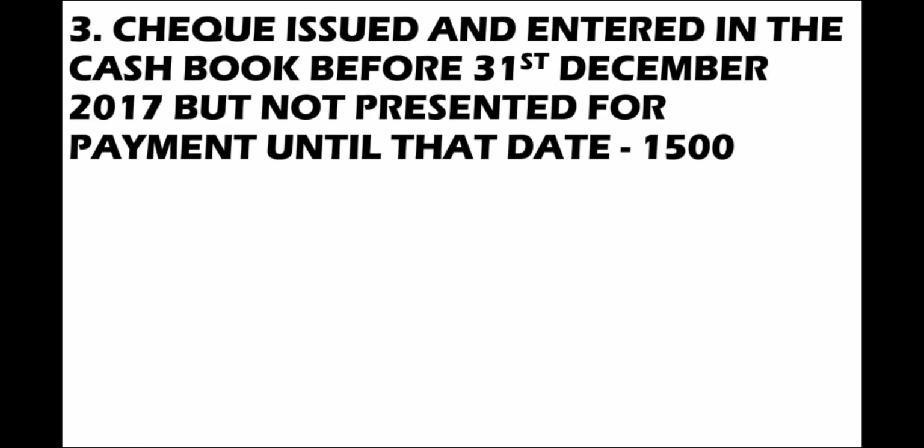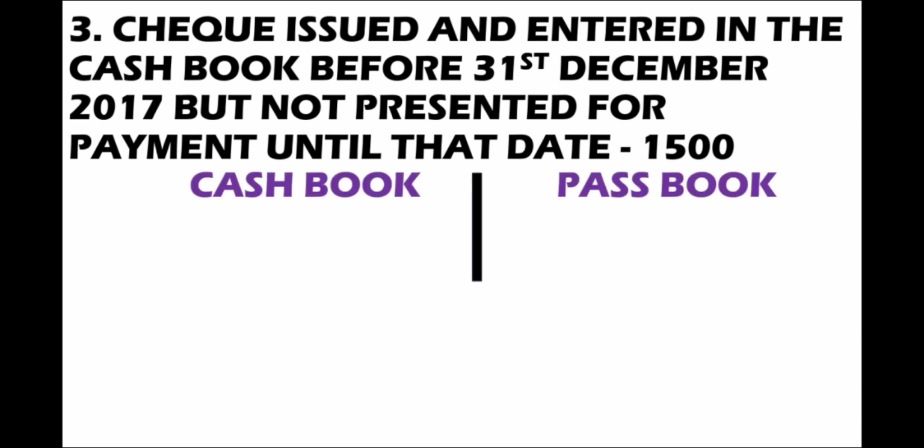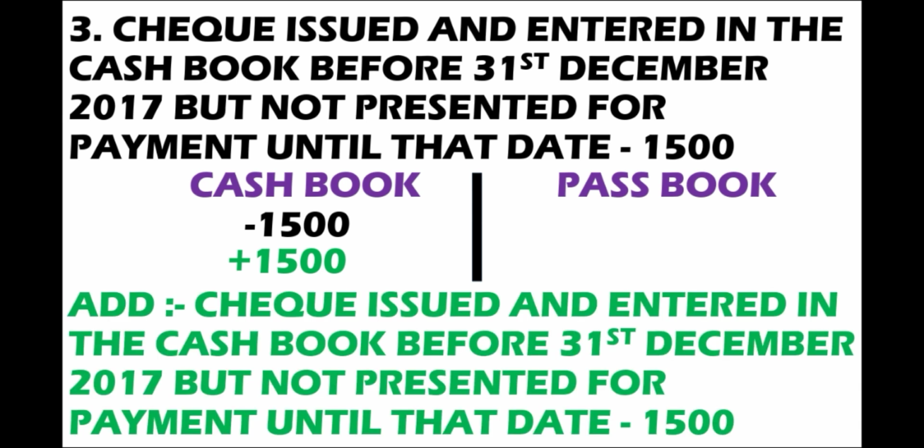Next, checks issued and entered in the cash book before 31st December 2017 but not presented for payment until that date. That means in our cash book we have already entered minus 1,500 because it is a payment. To make it equal, I am putting plus 1,500. So the answer is: add checks issued and entered in the cash book before 31st December 2017 but not presented for payment until the date, 1,500.